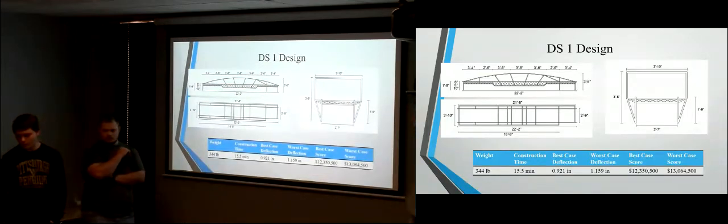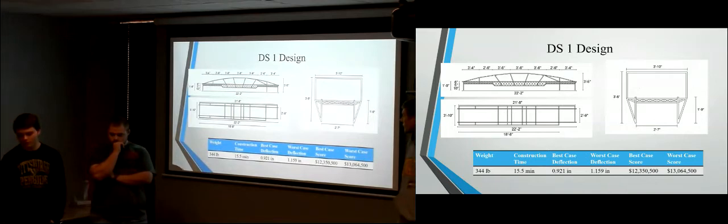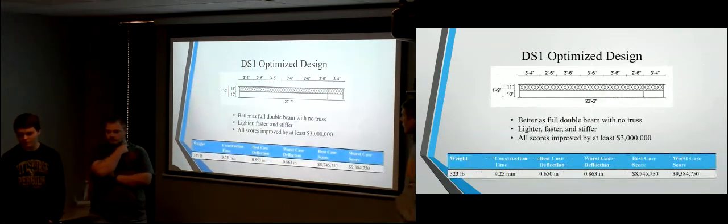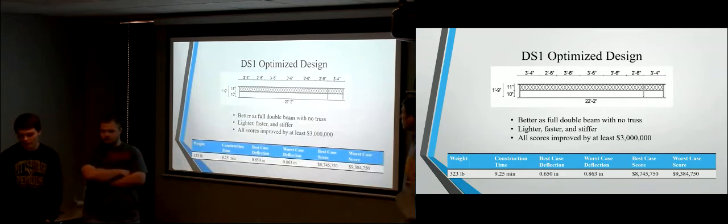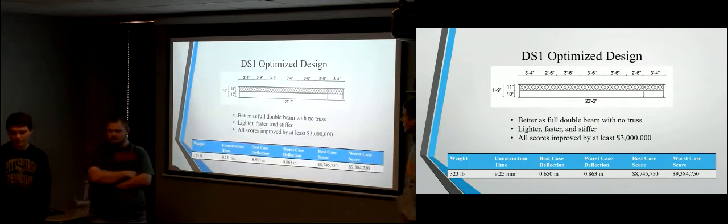The worst case score I got of this was 13 million, so I wasn't very happy with that, so I did some optimizations. I ran a whole bunch of analysis for different beam types and truss types, and I made some pretty major overhauls and determined that it was best to just have the full double beam with no truss at all. The score came out a lot better that way. It made it lighter, it made it deflect less, and it was faster to put together. All my scores improved by at least 3 million. With that, I came out to a best case of 8.7 and a worst case of 9.4 million.